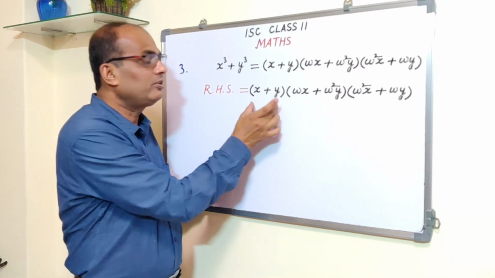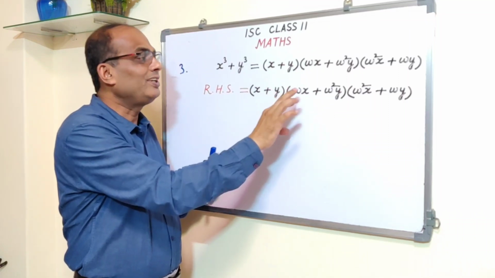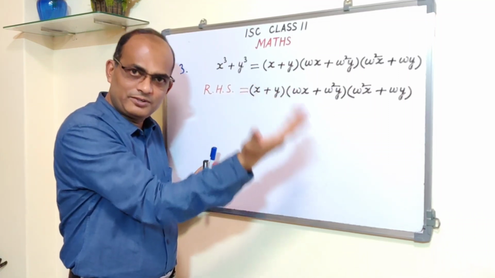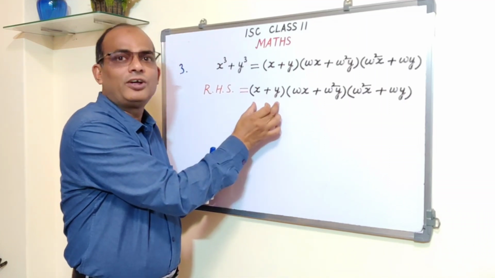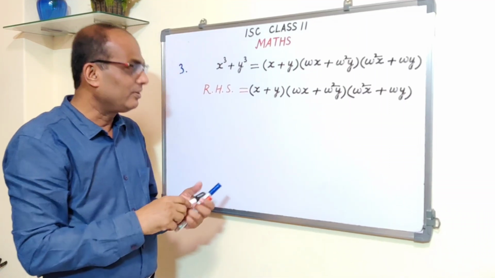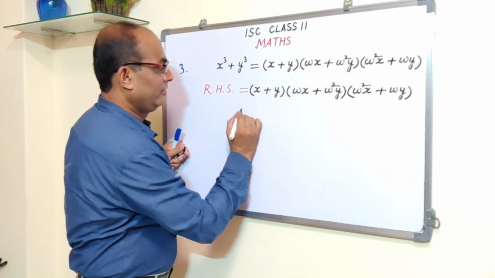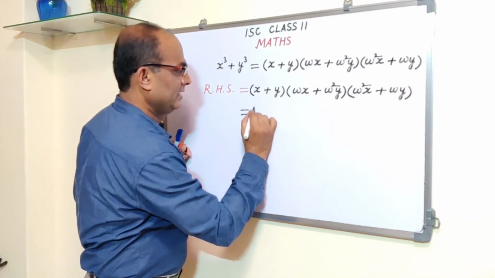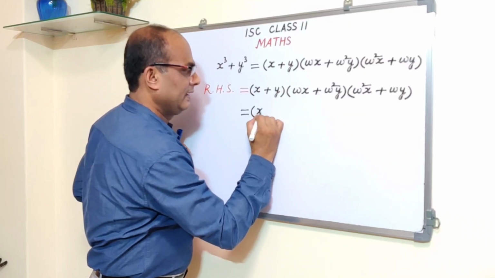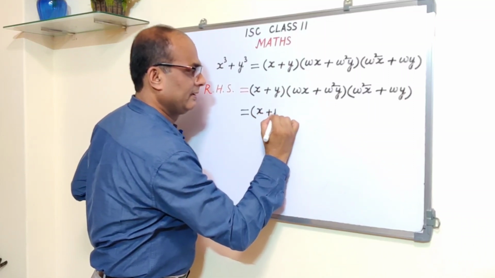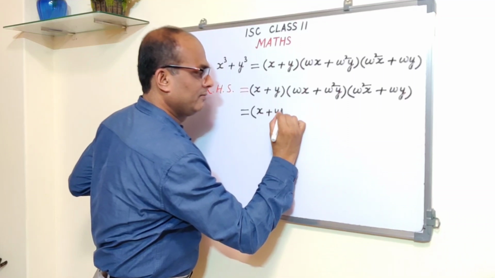So at least x plus y we have. Now we want x square minus xy plus y square. So we will work for that. But this x plus y we will not touch because this we want. So x plus y we will copy as it is, x plus y. We are copying as it is.